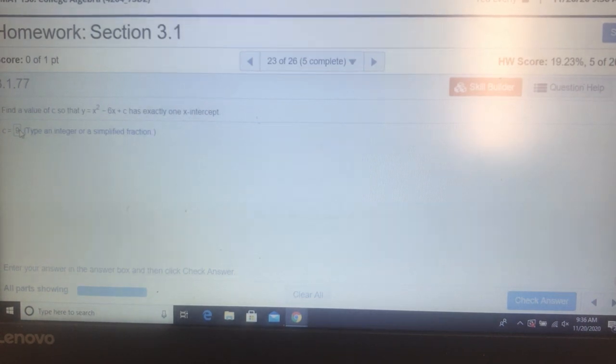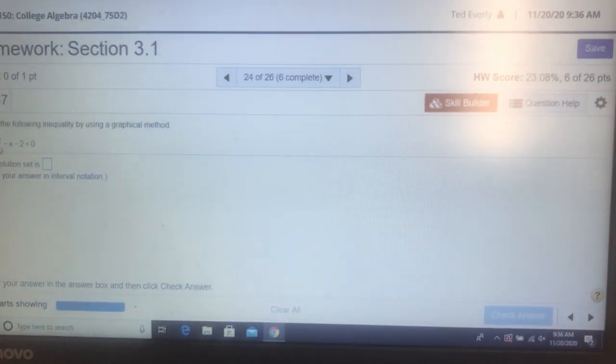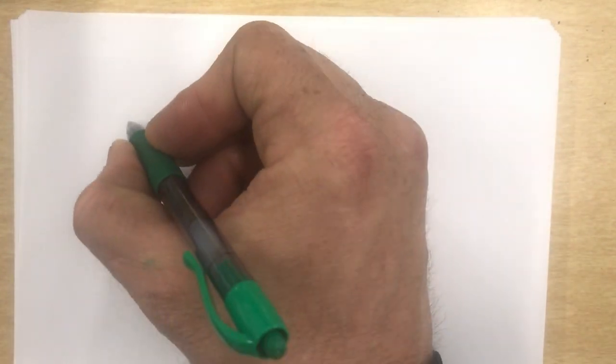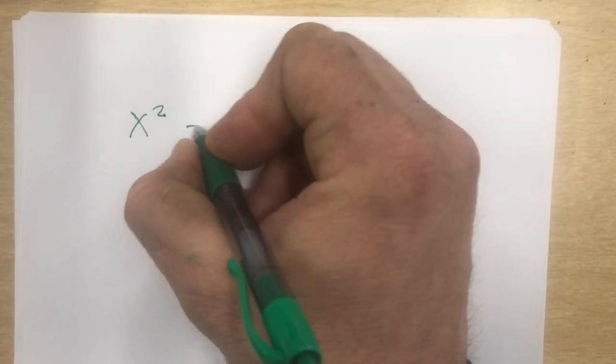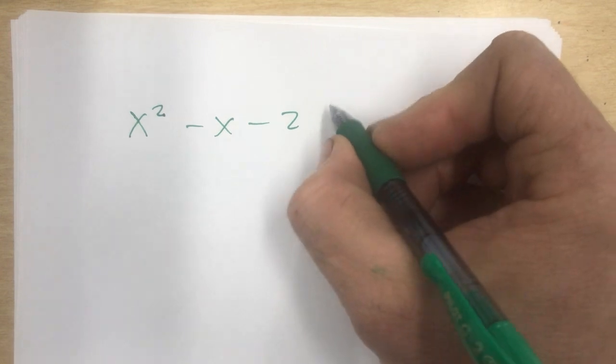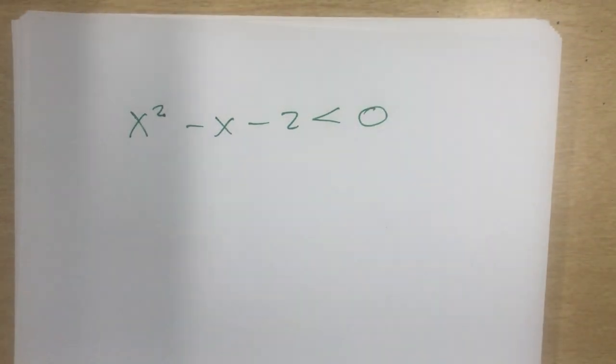All right, 24. Solve this inequality by using the graphical method. Okay. All right, let's do this. We got x squared minus x minus 2 is less than 0.